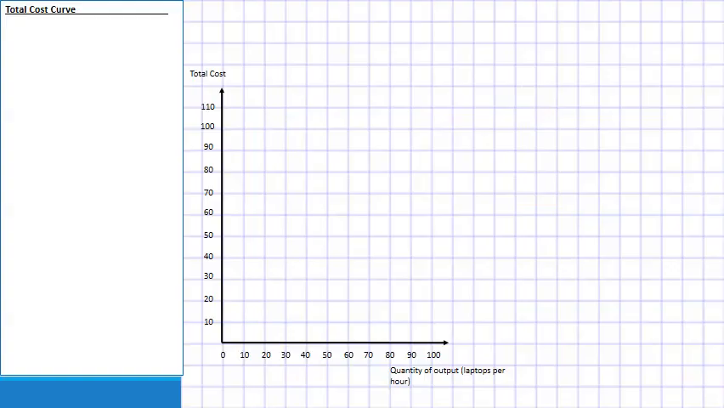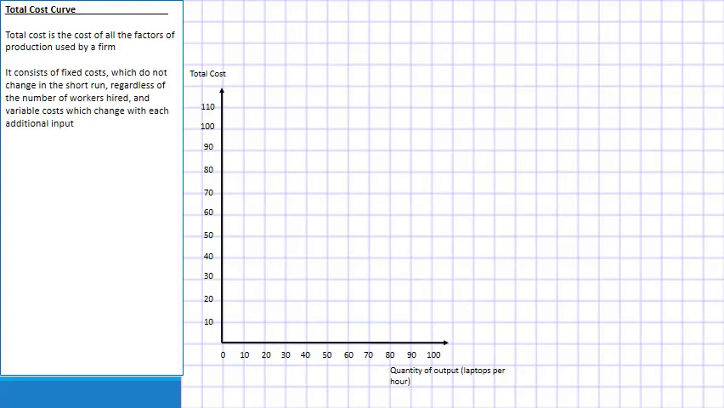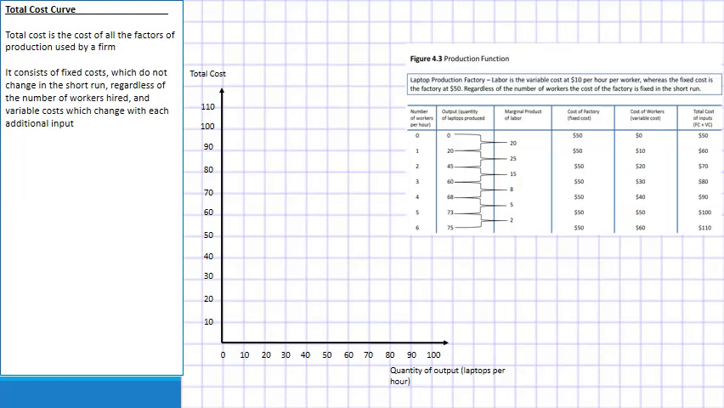So let's look at this total cost curve. So total cost is the cost of all factors of production used by a firm. So it consists of the fixed costs, which do not change in the short run regardless of the number of workers hired, and the variable costs, which change with each additional input. So when we pull that over here and we graph it, you'll notice our total cost and quantity of output. So we're looking at that very specific area here. So as we graph it, this is our total cost.